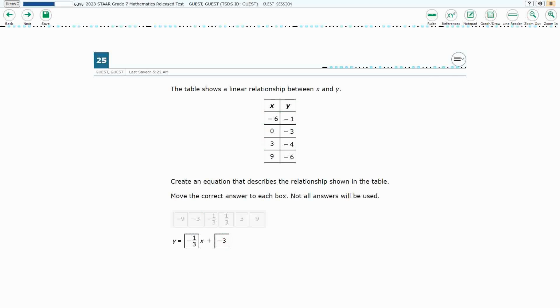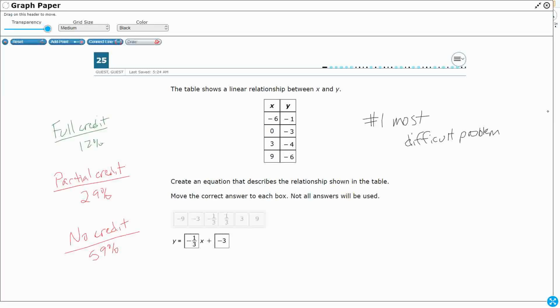So let's see how we did across the state of Texas. So this is it. This is the number one most difficult problem on the entire test. Didn't help that it was drag and drop. So we had 6 different options to choose from. Right, take a look at this. Only 12% of the students got full credit, and only 29% got partial credit. So even if we're looking at both of those together, that's about 41% of our students that got either 2 points or 1 point.